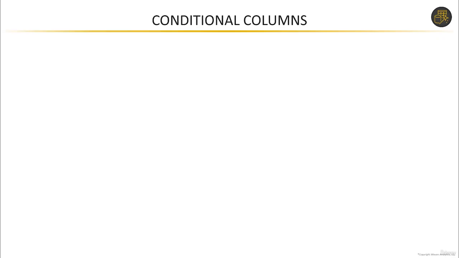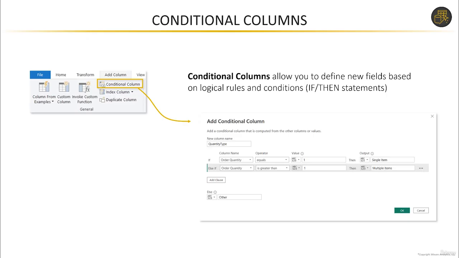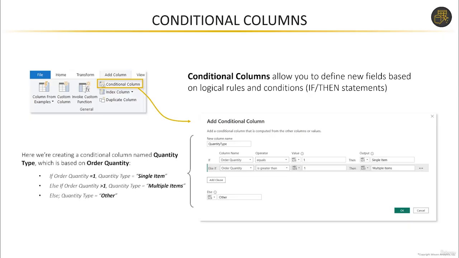Moving on to conditional columns, these are a bit more interesting. And you can find them right there above the index column option in the Add Column tab. Basically, these allow you to define new fields based on logical rules or if-then conditions. So the example we're going to be walking through is to create a new conditional column that we're naming quantity type. And the way that we're going to define quantity type is a function of the order quantity column.